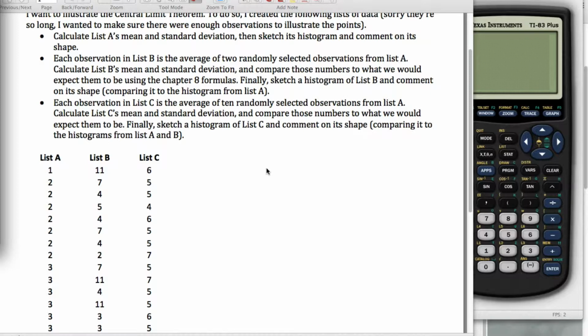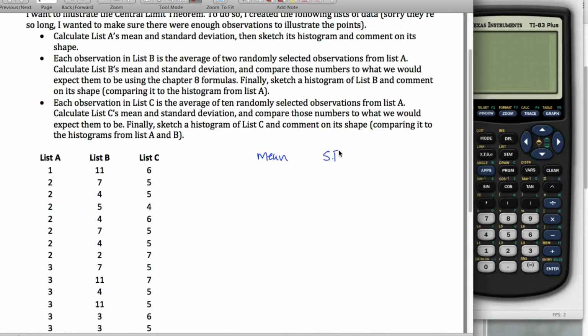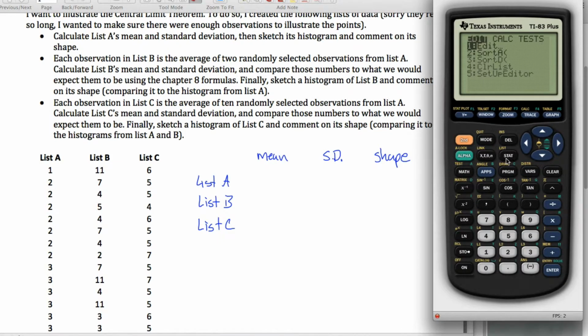How should I do this? Maybe mean, then standard deviation, and we'll do List A, List B, List C, and maybe I'll even do a little shape here to summarize all of my findings. So you enter all this data into lists. It's probably the worst part of this entire problem. I went ahead and did that already, so you don't have to watch me type in all these numbers. List 1 is A, list 2 is B, list 3 is C.